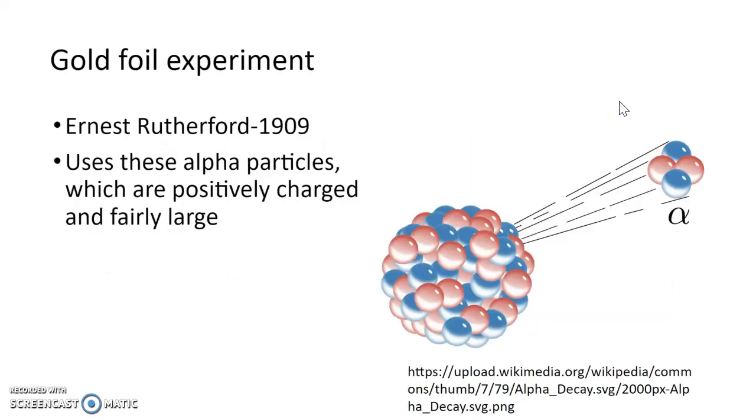Okay. So then J.J. Thomson's student, Ernest Rutherford, in 1909, ends up performing the gold foil experiment. Now, before I go into what the gold foil experiment was, I need to talk about alpha particles, because that's a pretty key component of that experiment. So alpha particles are produced by different types of radiation, and alpha particles are fairly large, especially compared to things like electrons.